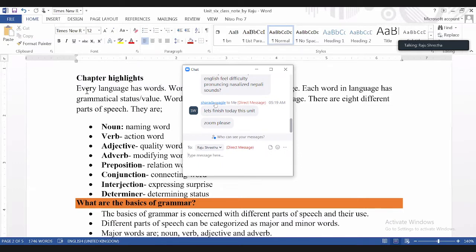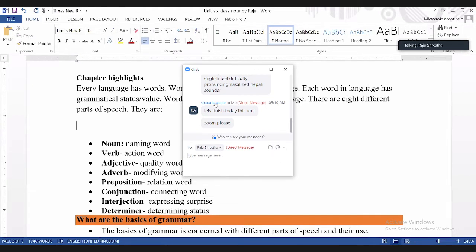Every language has words. Words are building blocks of language. Each word in a language has grammatical status or value. For example, हामीसँग eat, play, dance भन्यो, book भन्यो, pen भन्यो, त्यसपछि जस्तै tiger भन्यो. What are these? These are the words. This kind of words every language has. र यो वर्डको चाहिँ grammatical status हुन्छ.